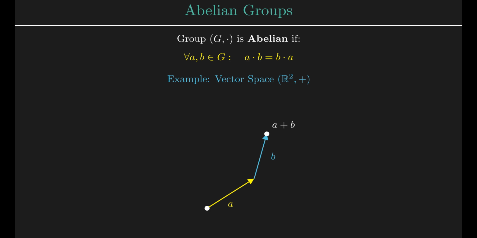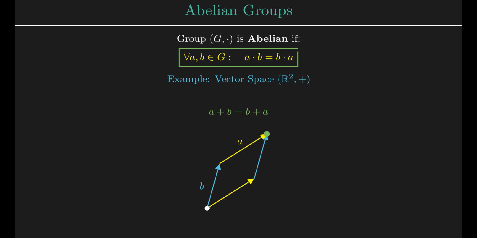Now, let's try the reverse order. We go back to the origin, but this time we apply vector B first. From the tip of B, we add vector A. Look at the result. We arrive at the exact same destination. This geometric parallelogram rule confirms that vector addition is commutative. Therefore, R2 is an abelian group.